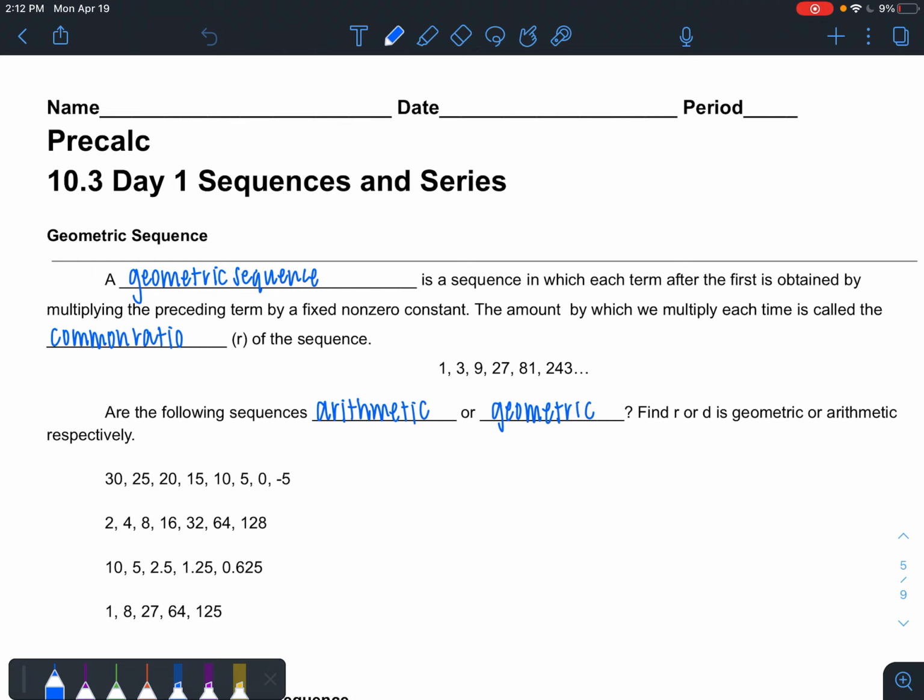So a geometric sequence is a sequence in which each term after the first is obtained by multiplying the preceding term by a fixed non-zero constant. The amount by which we multiply each time is called the common ratio.